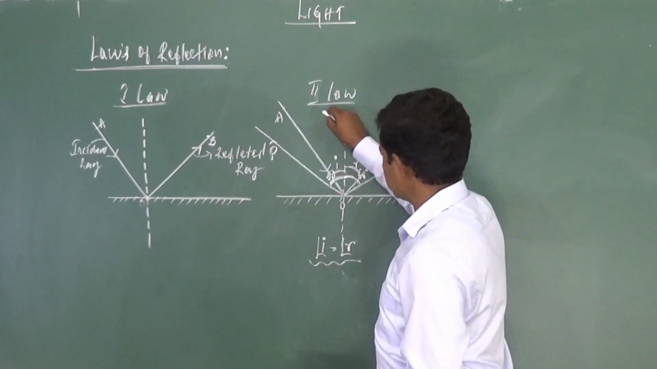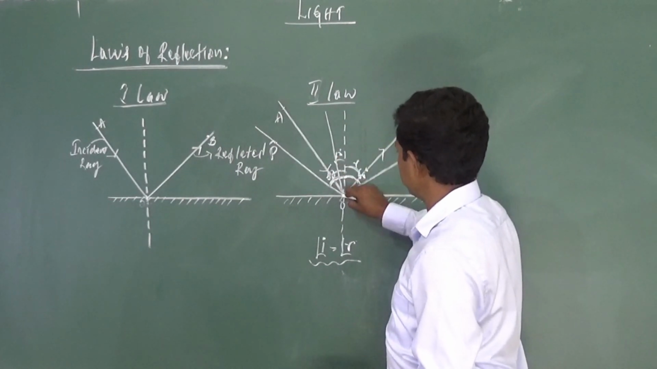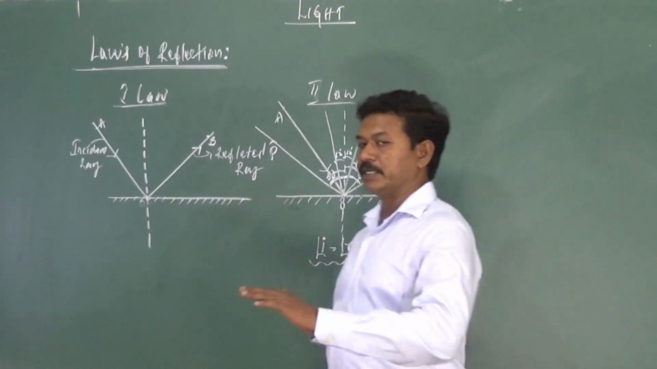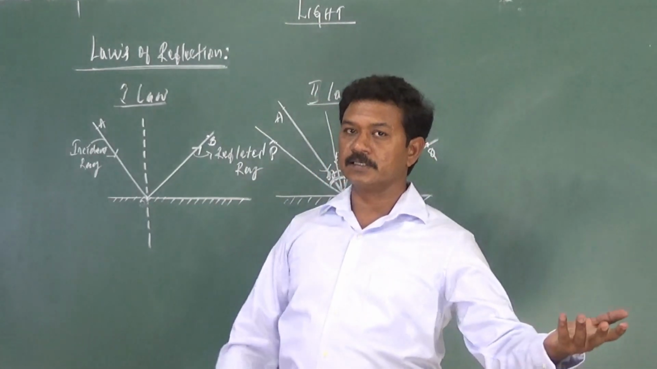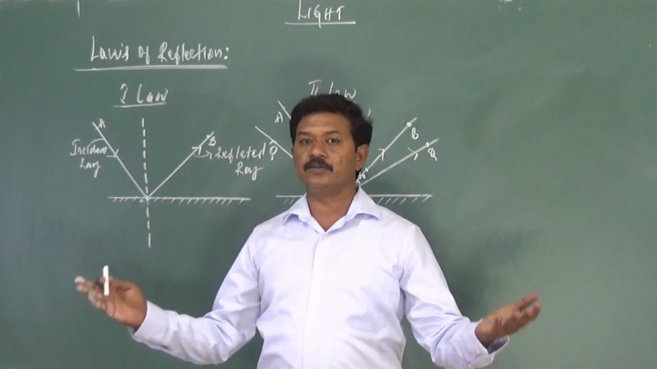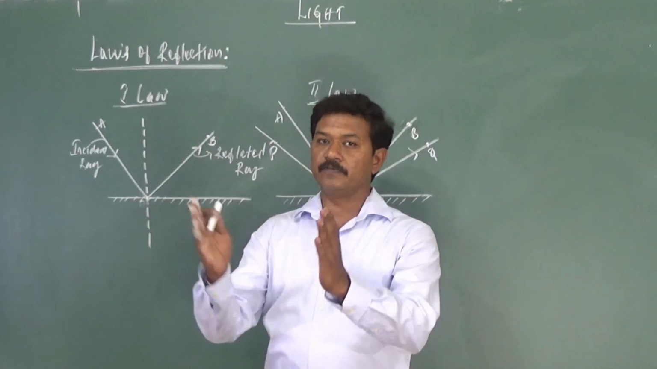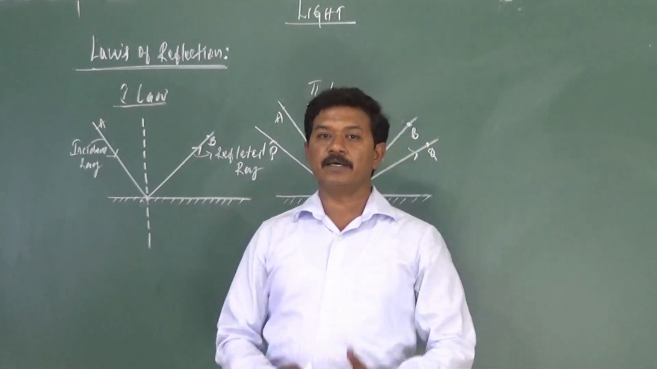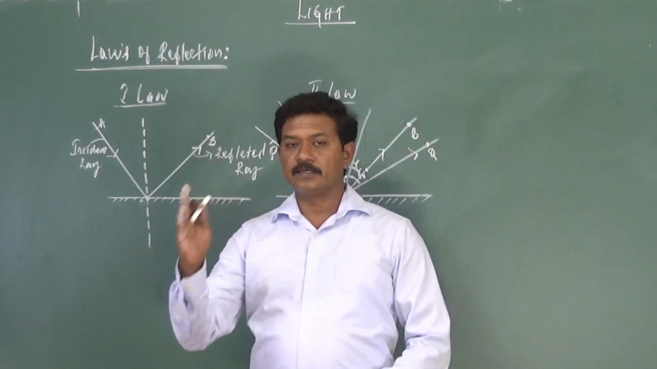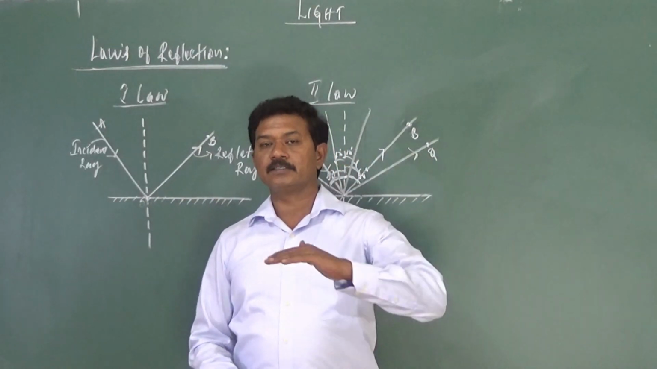If you decrease the angle, I will make it just 10 degrees. Then also the reflected ray goes out, making an angle of 10 degrees. So if you increase the angle of incidence, the angle of reflection also increases by the same magnitude. If you decrease the angle of incidence, the angle of reflection decreases by the same magnitude. Therefore, the first law states that the incident ray, the reflected ray and the normal at the point of incidence are in the same plane.